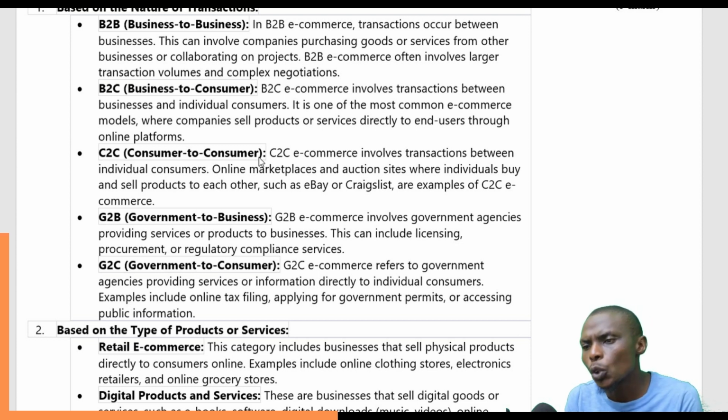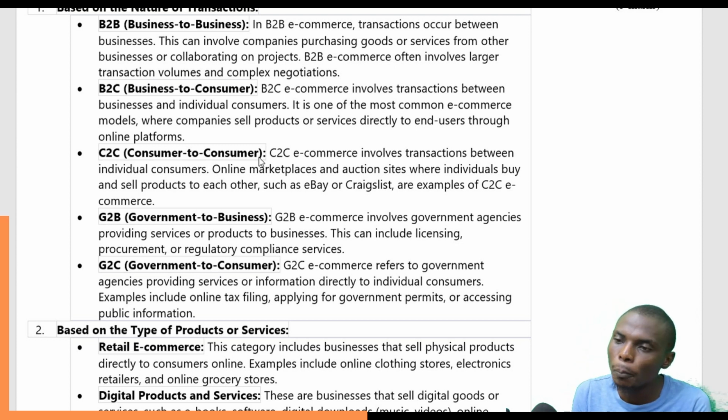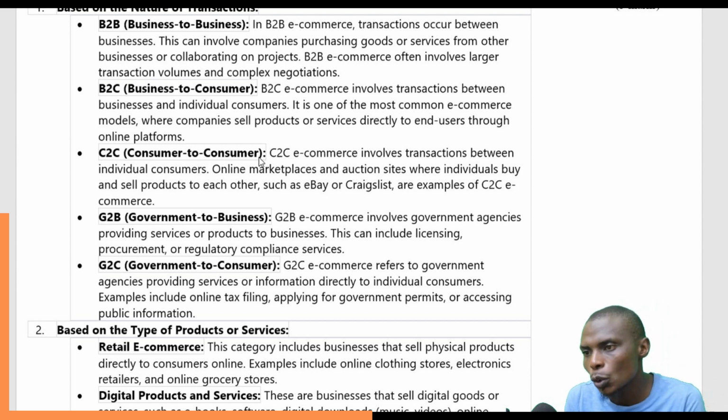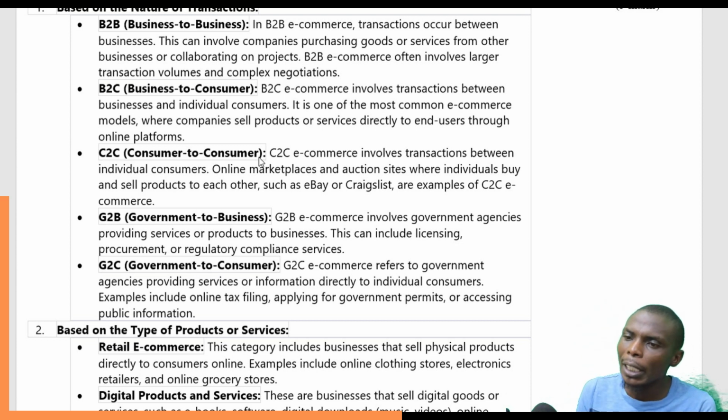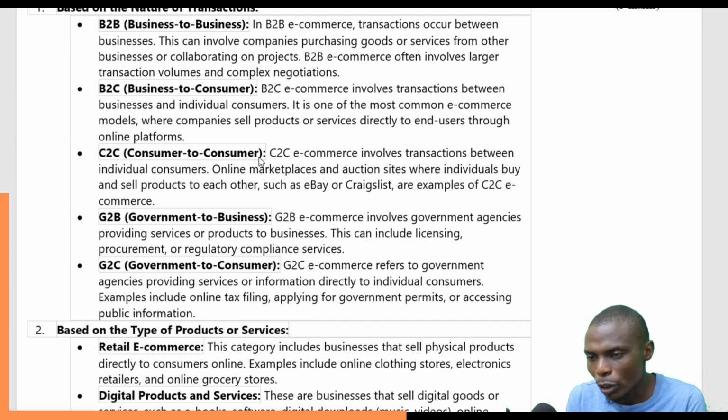Then we have government to consumer. So government to consumer refers to government agencies now providing services or information directly to individual consumers. Now in government to business, it was government agencies providing these services to organizations or companies. Now here it is directly to the consumers. Examples would be online tax filing for individual consumers, applying for government permits or accessing public information. So that is government to consumer.